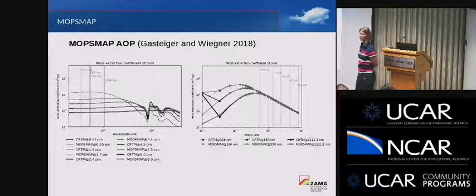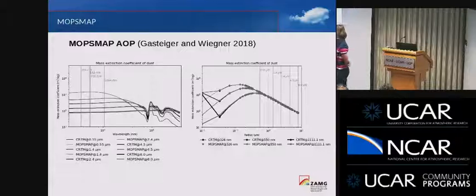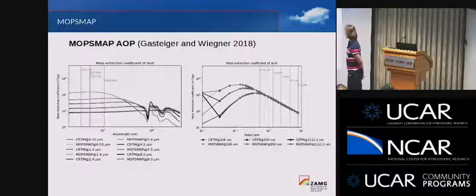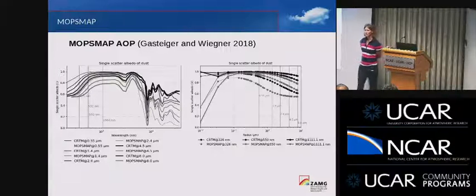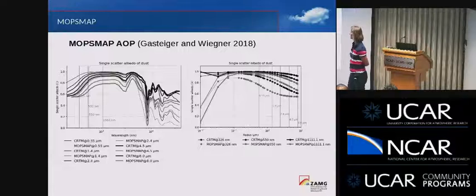Just looking at the mass extinction coefficient of dust, for example, as a function of wavelength on the left side and as a function of radius on the right-hand side, you see very good agreement between the two models. So what he did was obviously correct, which is good, except there are some points here. For the very smallest aerosol radii there seems to be an issue, and at very high wavelengths there is also something going on, and there is a difference between MOPSMAP and CRTM in terms of dust. It's even more interesting to look at single scattering albedo, because these lines are supposed to be exactly the same, which is obviously not the case. So there are differences.